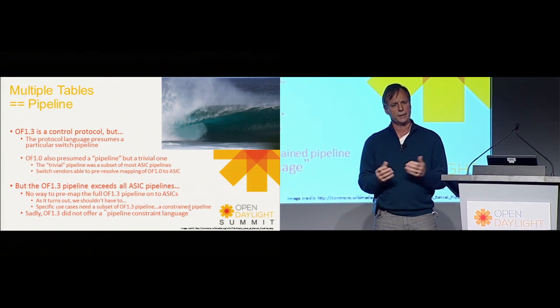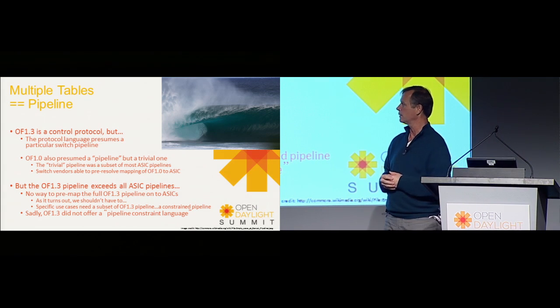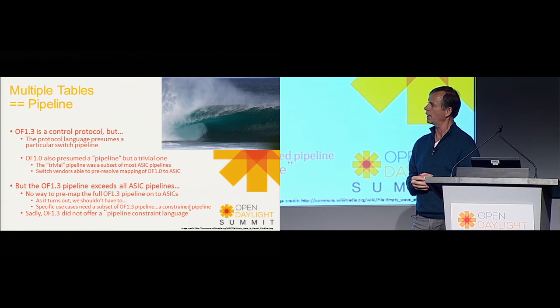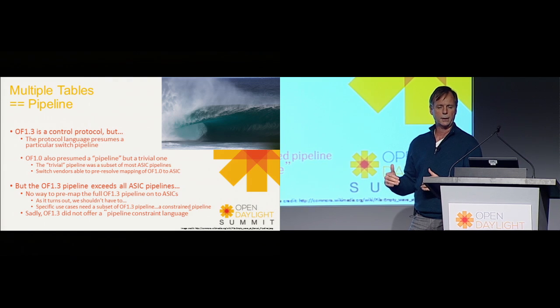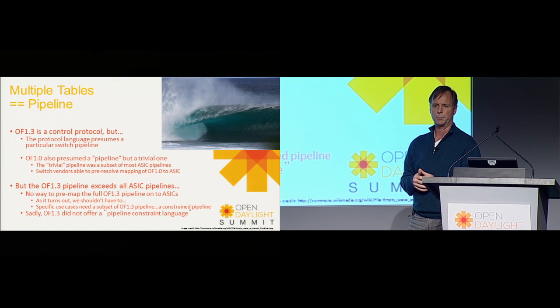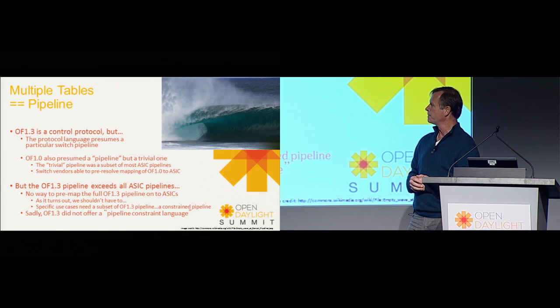OpenFlow 1.3 is actually a control protocol, though. It's not a pipeline definition language or a pipeline constraint language. And that's kind of the challenge. OpenFlow 1.3 works by controlling an assumed pipeline, an implicit pipeline, essentially the full-blown OpenFlow abstract pipeline.